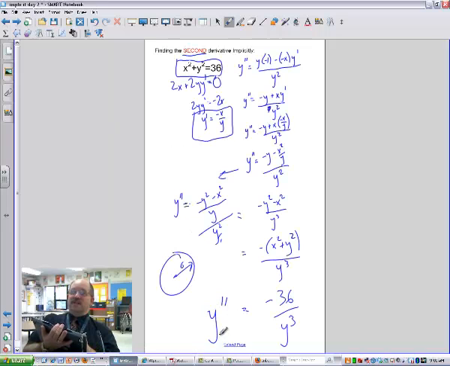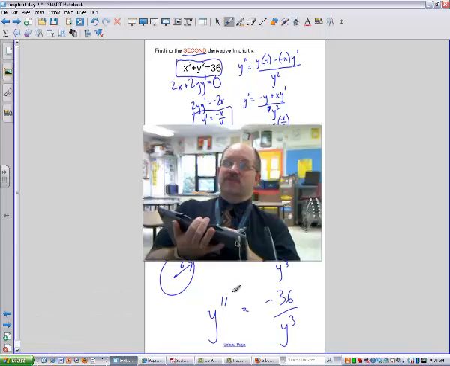So we want to get better with doing implicit differentiation. That's why we're spending the second day on it. We want to dabble with doing the second derivative implicitly. As you do the second derivative implicitly, it makes you better at doing the first one. And that, my friends, is the end of the story.